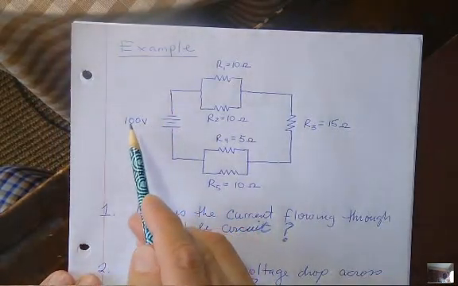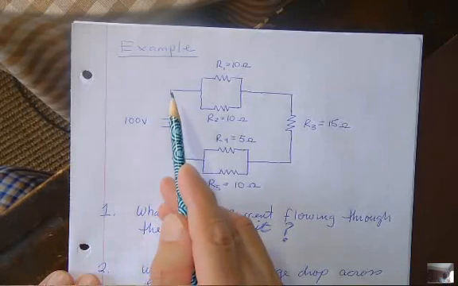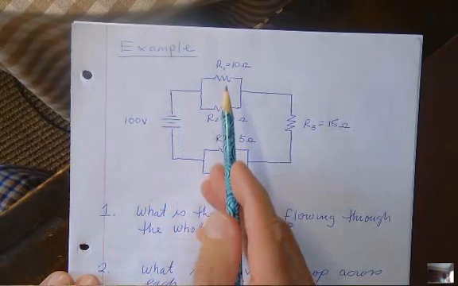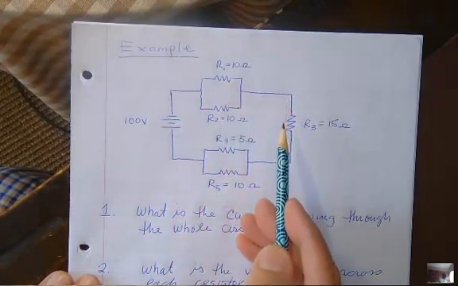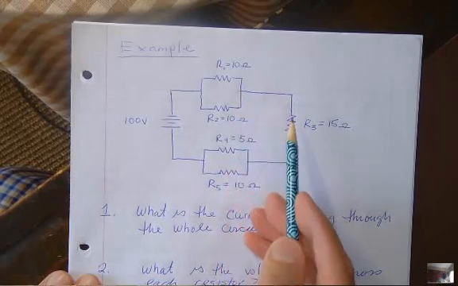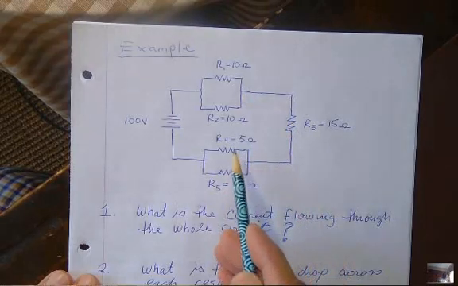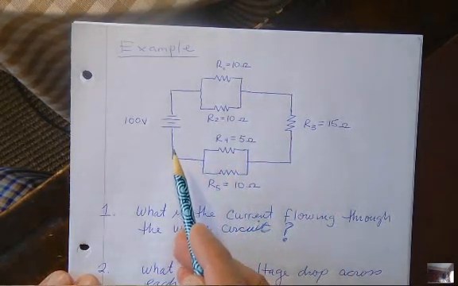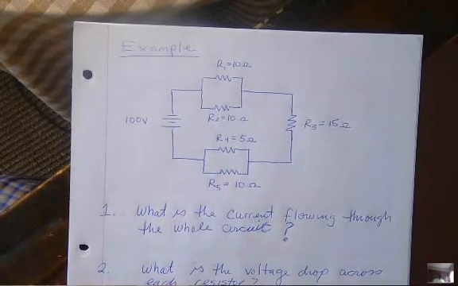Okay, so for this DC circuit, I have a 100-volt battery, and then it goes off, and I have two resistors here that are in parallel to one another, right? Then goes around to this resistor that's in series with those two, comes around, splits up to these two resistors that are in parallel with each other, and then they all get back together before they go into the end. Okay? All right. So first question, what is the current flowing through the whole circuit?